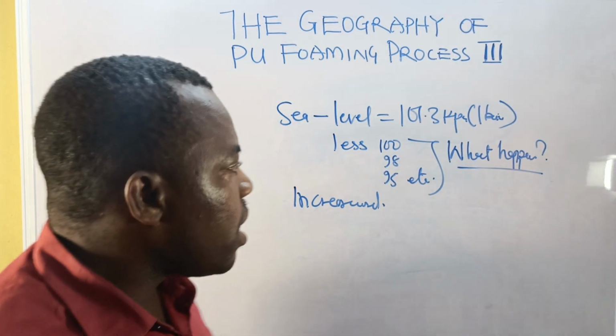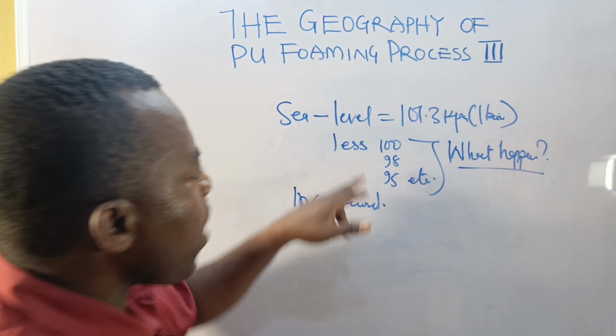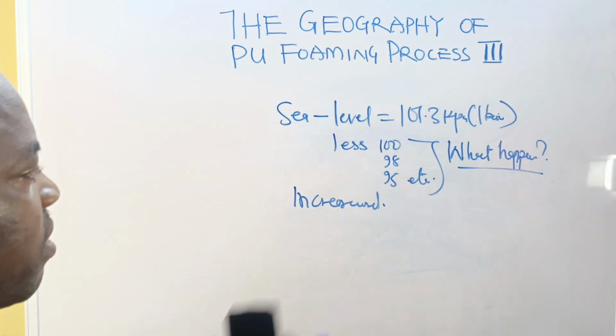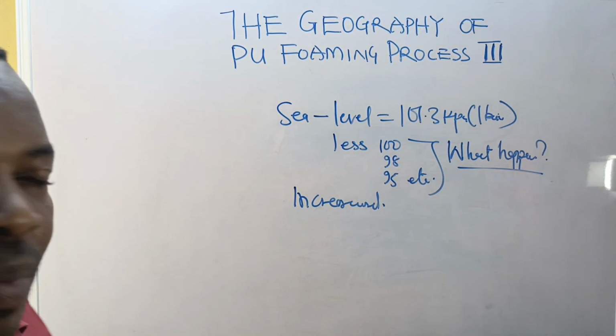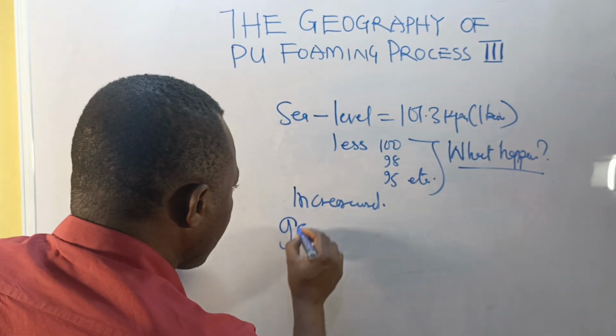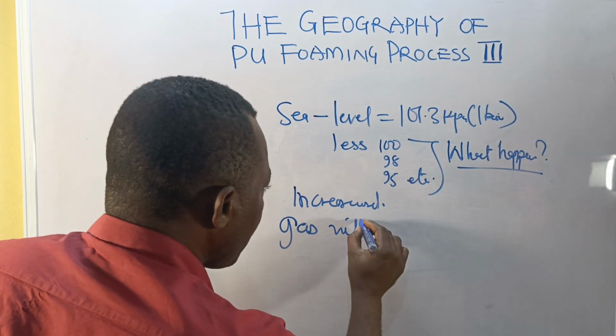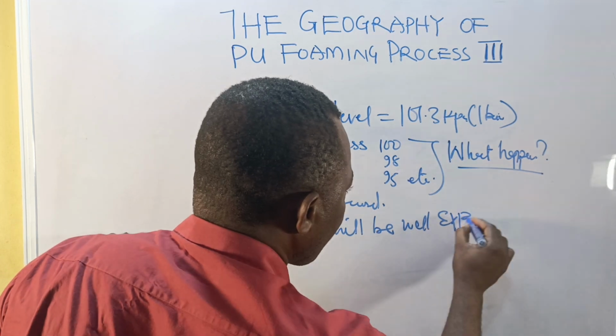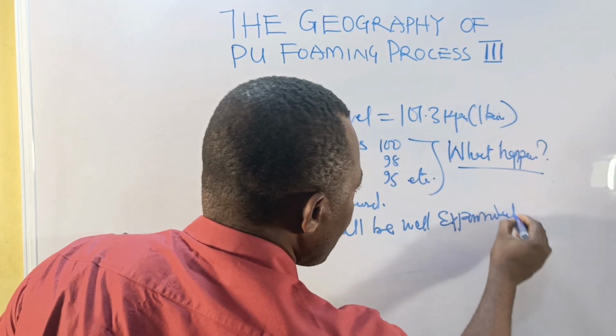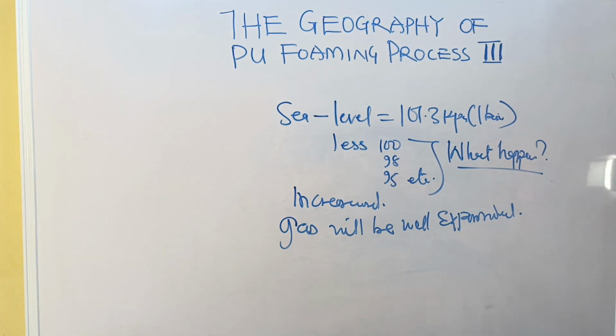But in a situation where you have this value, what will happen? The reverse is the case. You may end up having foam collapse because in this case the gases will be well expanded.